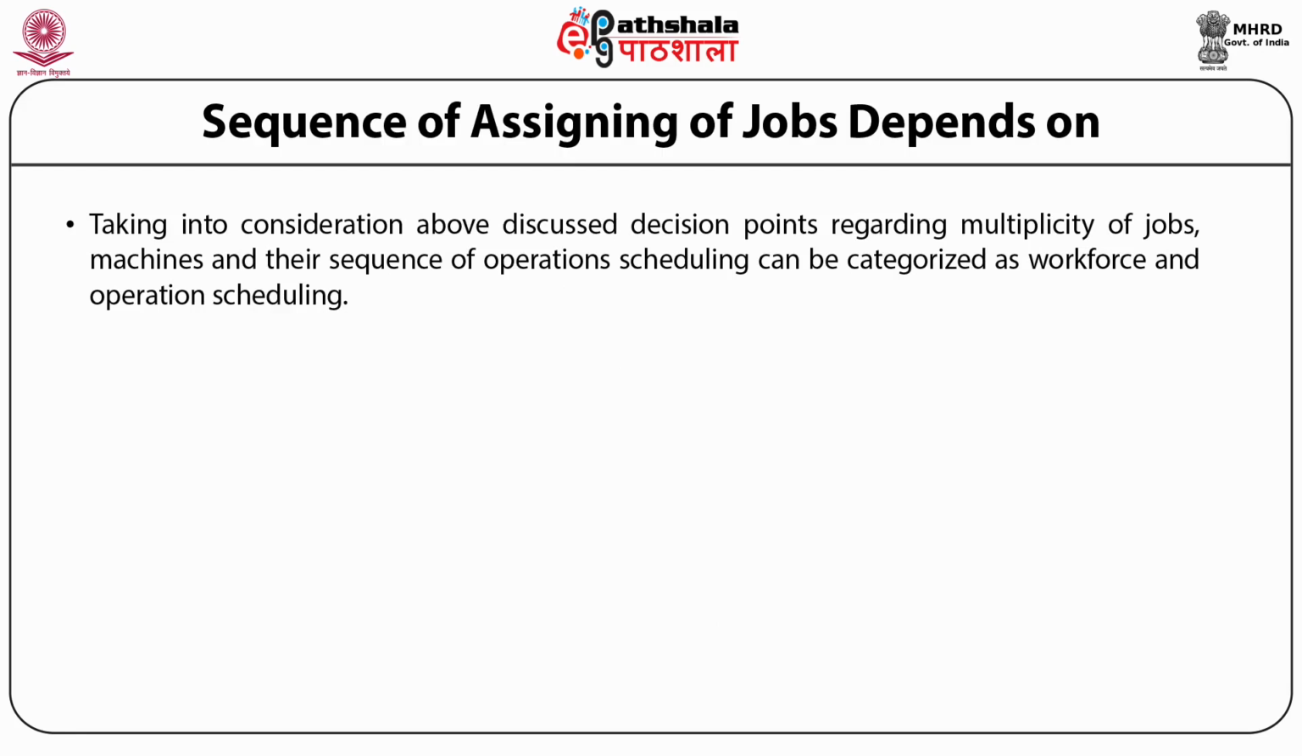Taking into consideration the above discussed decision points regarding multiplicity of jobs, machines, and their sequence of operations, scheduling can be categorized as workforce and operation scheduling.